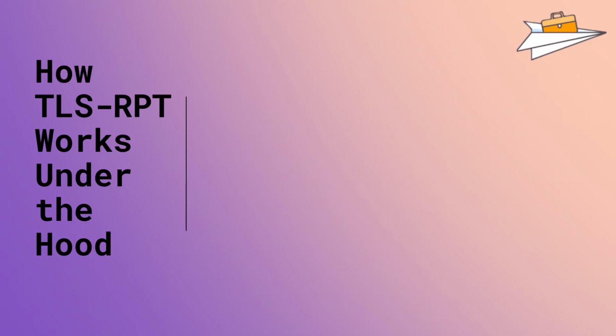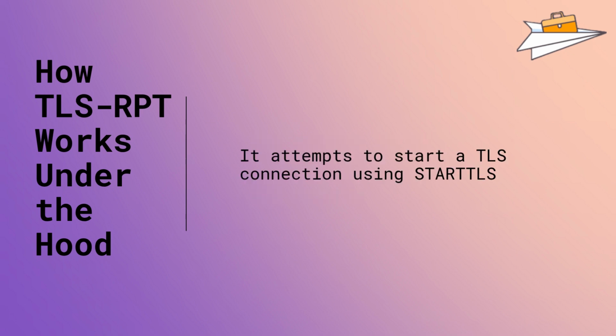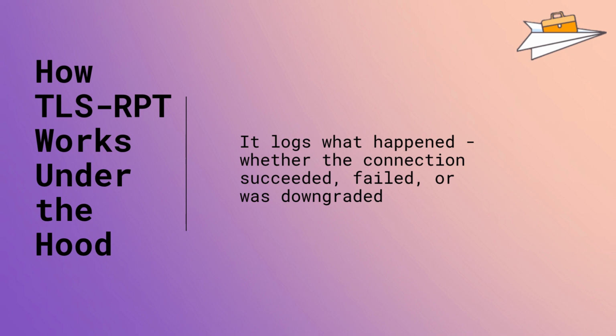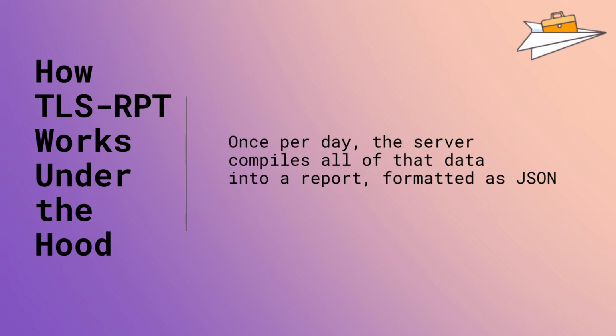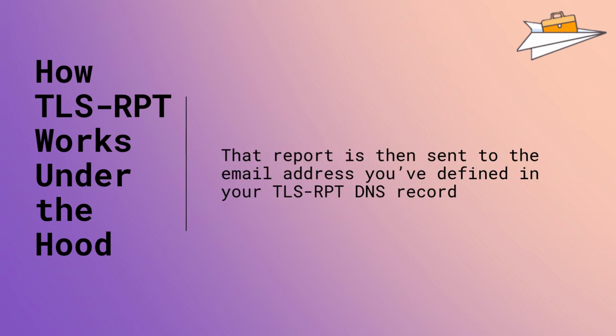So how does TLS-RPT work under the hood? Here's what happens when a remote mail server tries to deliver a message to your domain. First of all, the sending server looks up your MTA-STS and TLS-RPT DNS records. It attempts to start a TLS connection using STARTTLS. Then it logs what happened, whether the connection succeeded, failed, or was downgraded. Once per day, the server compiles all of that data into a report, formatted as JSON. And finally, that report is sent to the email address you've defined in your TLS-RPT DNS record.